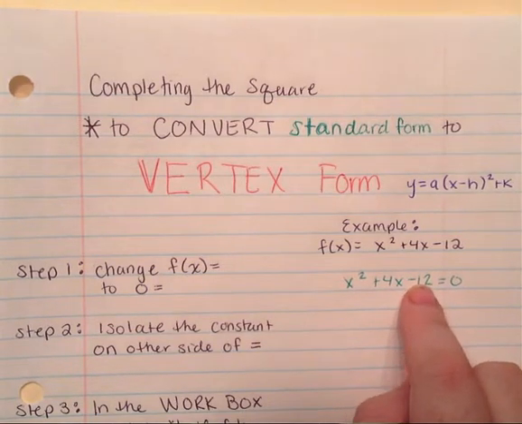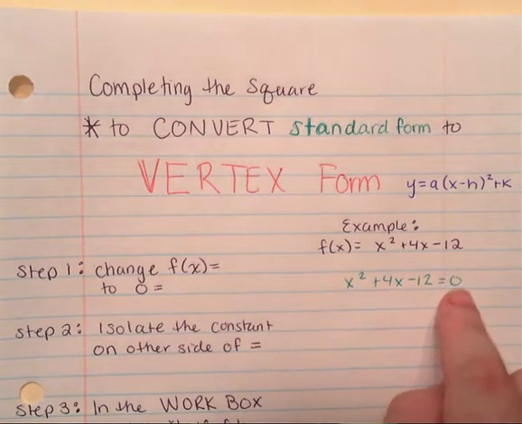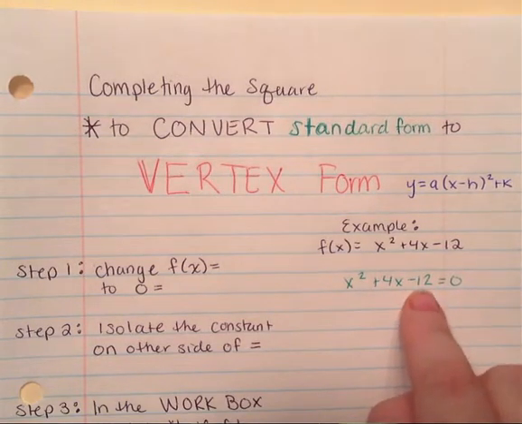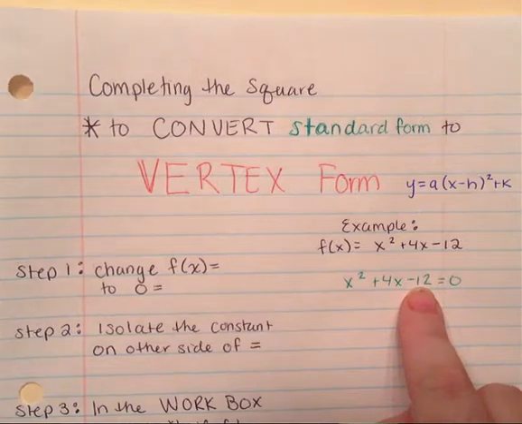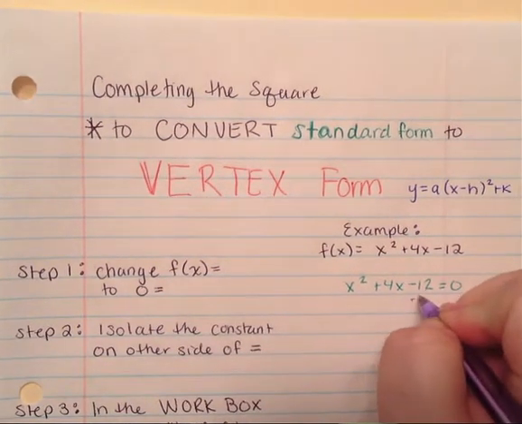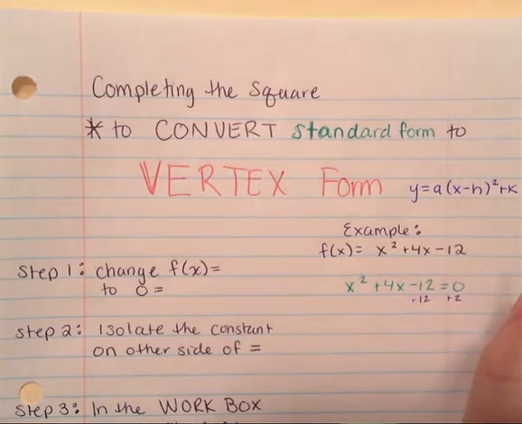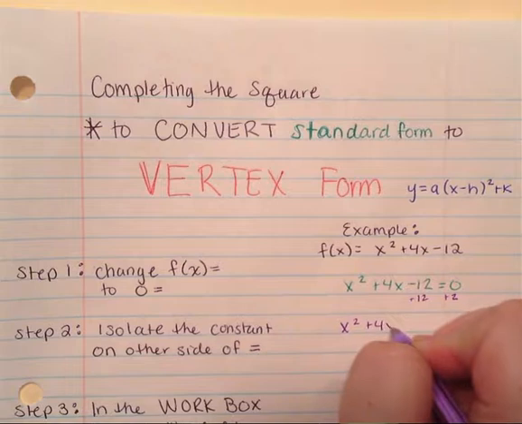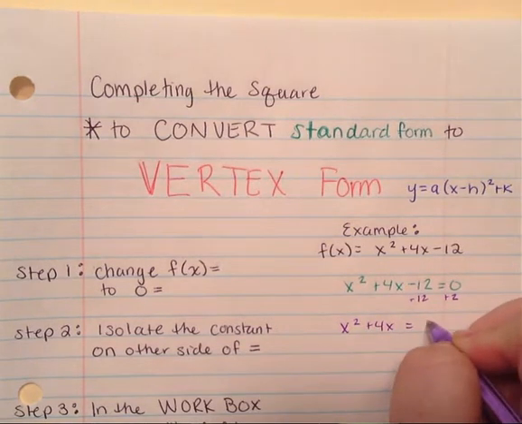So what we want to do is take this 12 and move it to the other side. You move it to the other side by doing the inverse operation. Since it's minus 12 right now, we're going to add 12 to both sides. I'm going to be left with x squared plus 4x is equal to a positive 12.